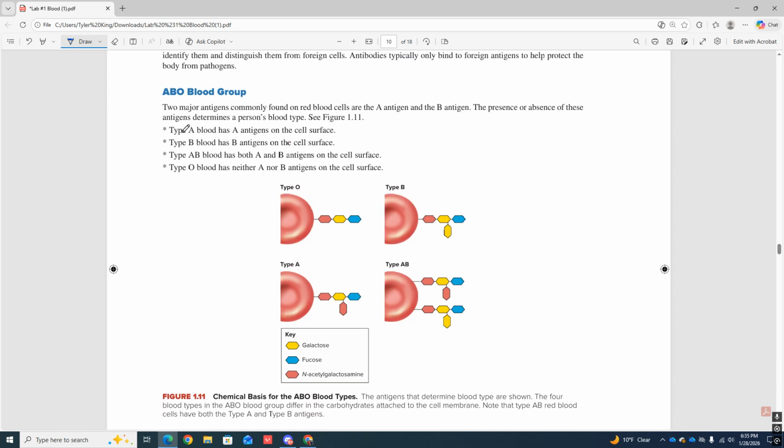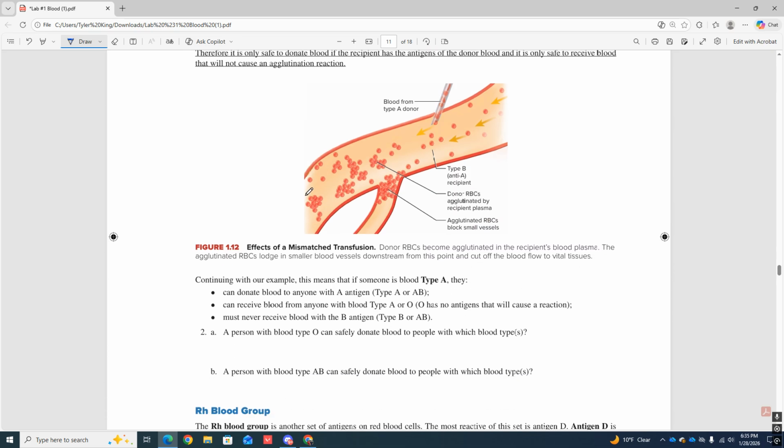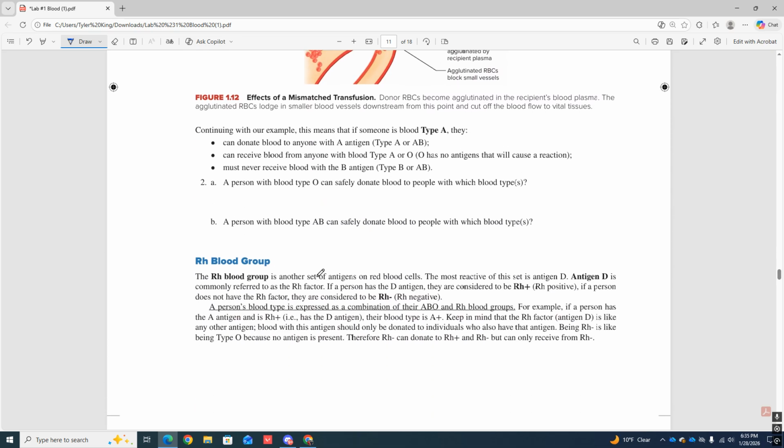So remember, these are the 4 main blood types, but then we have that accessory blood type, the RH blood group. This is another set of antigens on the blood cells, and every single one of us has this. The most reactive of this set is the antigen D, commonly referred to as the RH factor. If a person has the D antigen, they are considered to be RH positive, aka a positive blood type. If you do not have the RH factor, you're considered to be a negative blood type.